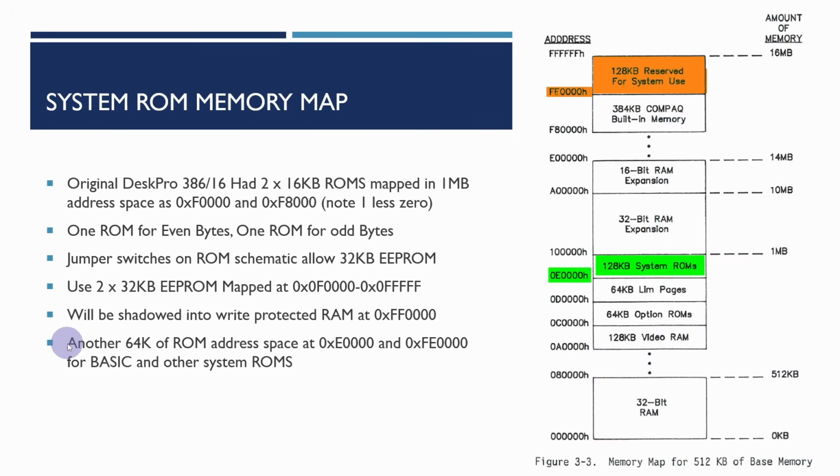And there is space for another 64K of ROM to go into the E0000 space, which again can be shadowed up to FE0000, and that could be used for BASIC or other system ROMs.